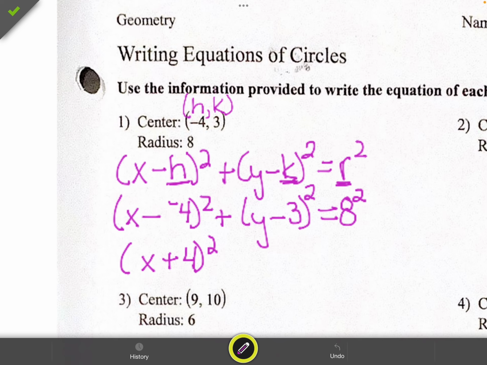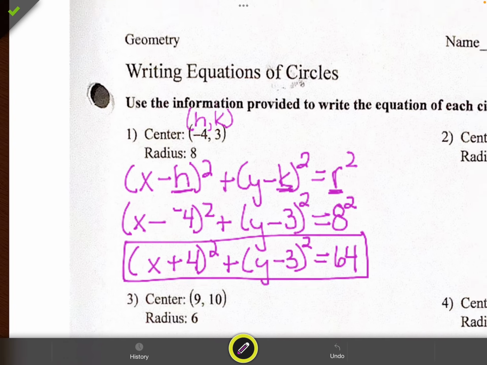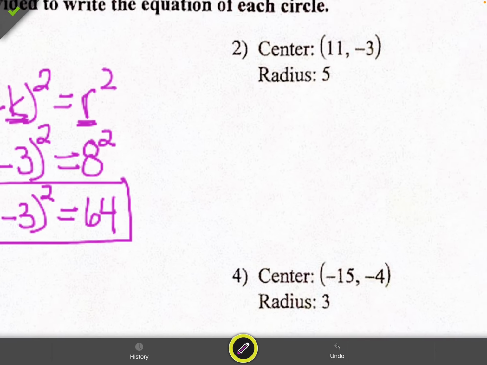So that becomes (x plus 4) quantity squared. Our y minus 3 is good, no simplification there. And then 8 squared, 8 times 8 is 64. So our equation of our circle, which has a center of (-4, 3) and a radius of 8, is (x plus 4) quantity squared plus (y minus 3) quantity squared equals 64. All right, let's look at another example.